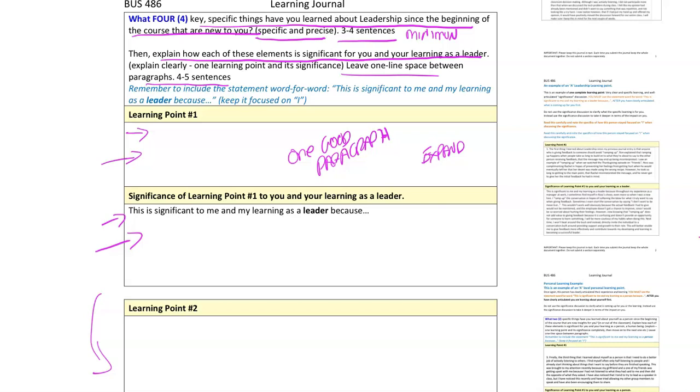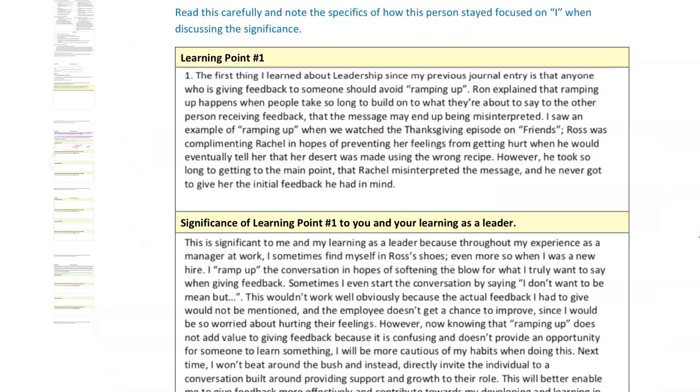So let's now have a look at what a really great example of this is. As you can see here, clearly, the person describes the learning point first. And this is a fairly lengthy paragraph, but fairly easy to read. The line spacing is provided for you. And let's read it together, and it gives you a sense of what we're looking for.